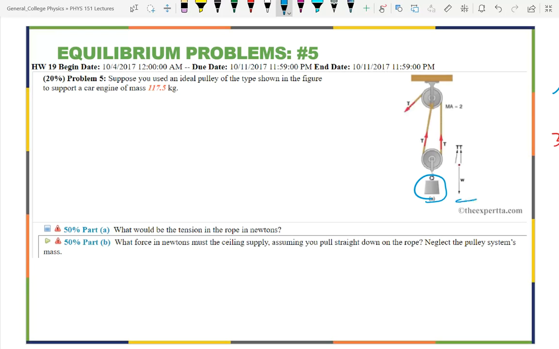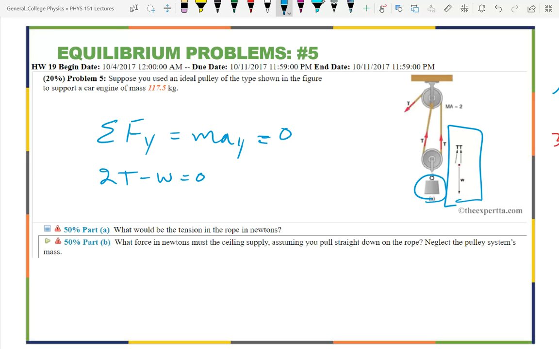And you notice they put the free body diagram here because you put sum of the forces in the y direction is equal to MAY. We assume that you're lifting it at 0 acceleration. That is, you're just moving it at constant speed. And so you get 2T minus weight equals 0. 2T equals weight. Tension is equal to weight divided by 2.